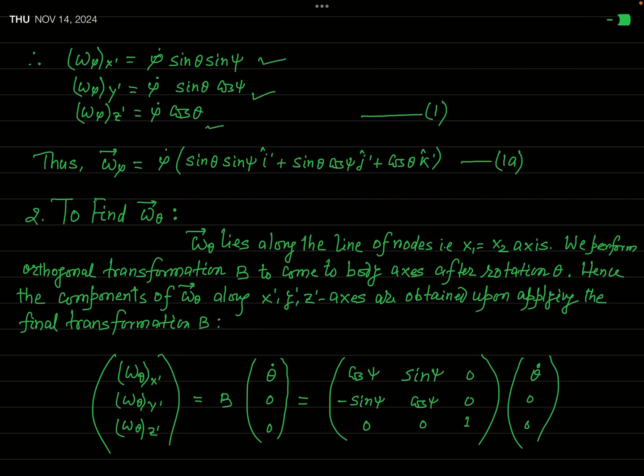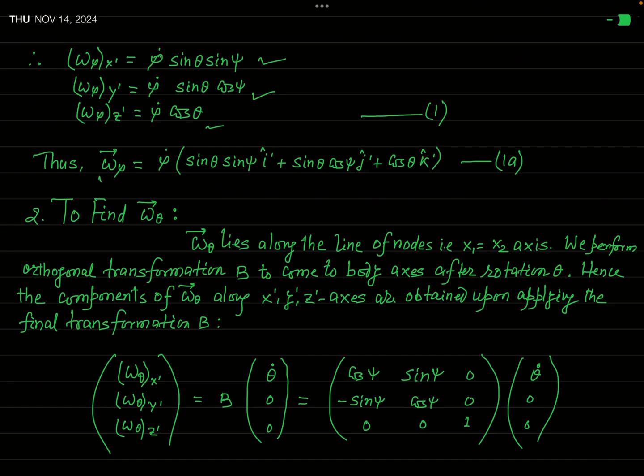So in this way we have obtained the components of phi dot, or you can say omega phi, along the x prime axis, y prime axis and z prime axis, that is the x, y, z axes of the body coordinate system. I think you have clearly understood this.